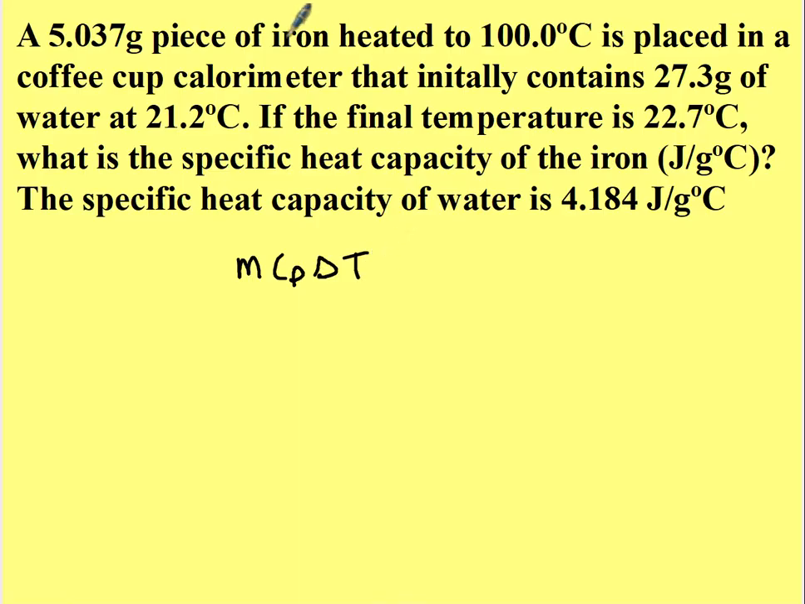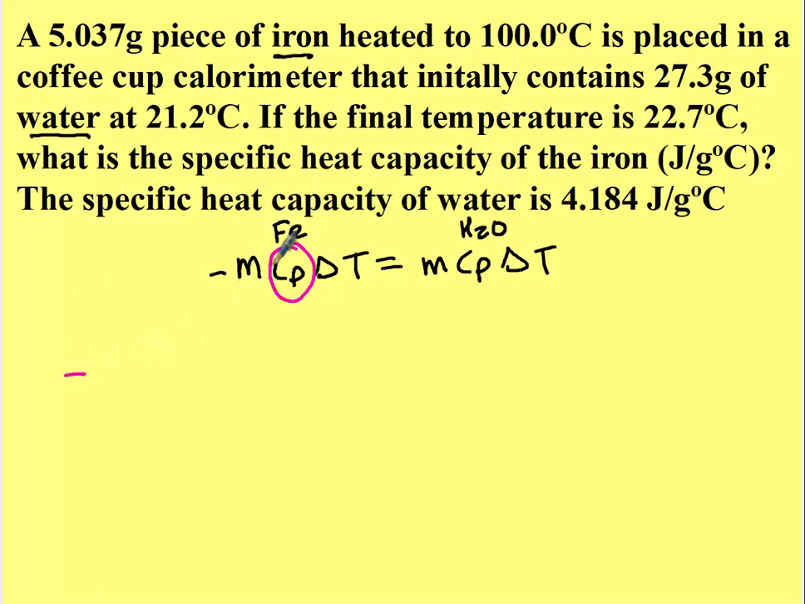So in this problem, we have iron and we have water. So we have mCp delta T equals mCp delta T. And we need a negative on one of the sides. It says iron is heated to 100 and it's placed in water at 21. So iron should be the side that starts with the negative, and water is going to be the side without the negative. And I'm trying to find the Cp of iron. So you could rearrange. I'm just going to plug everything in.